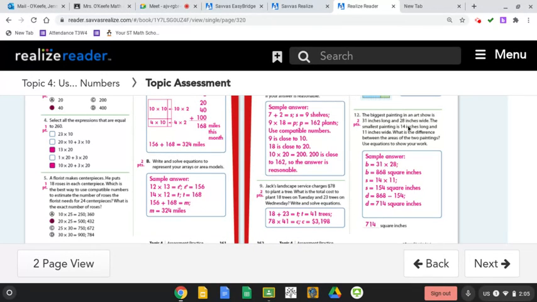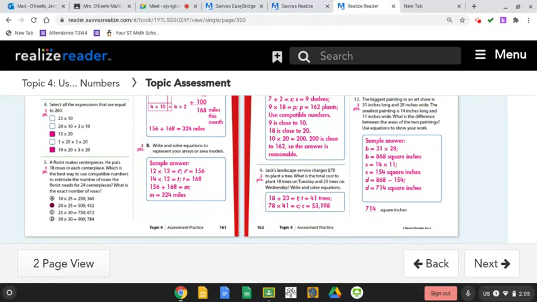The second one is 14 inches by 11 inches. So 14 times 11 is 154. So if we want to find the difference means to subtract. So 868 minus 154 is 714 square inches. So that is all you had to do for that.